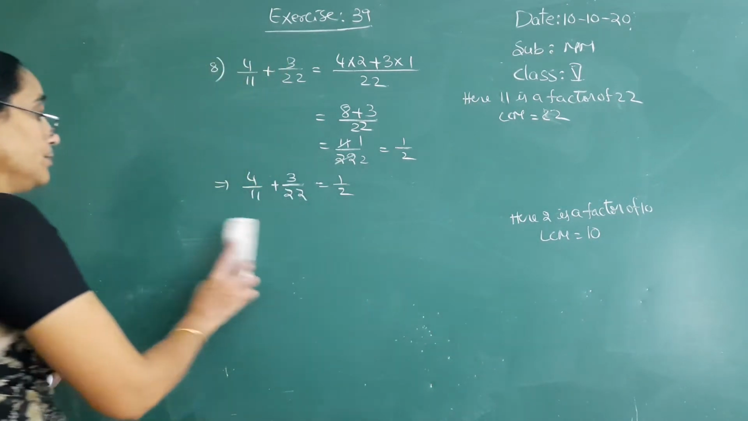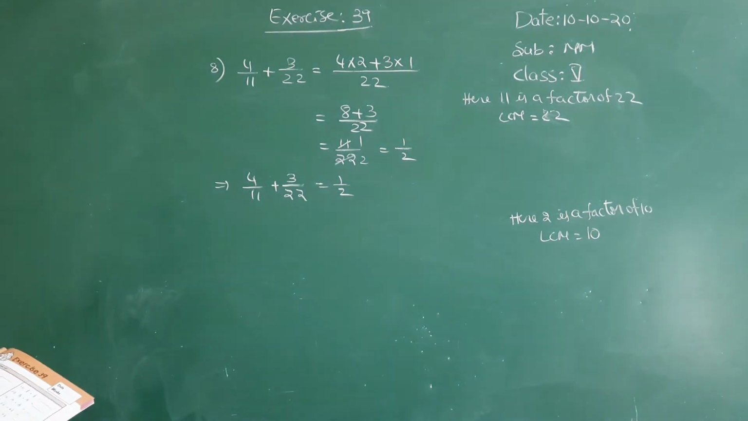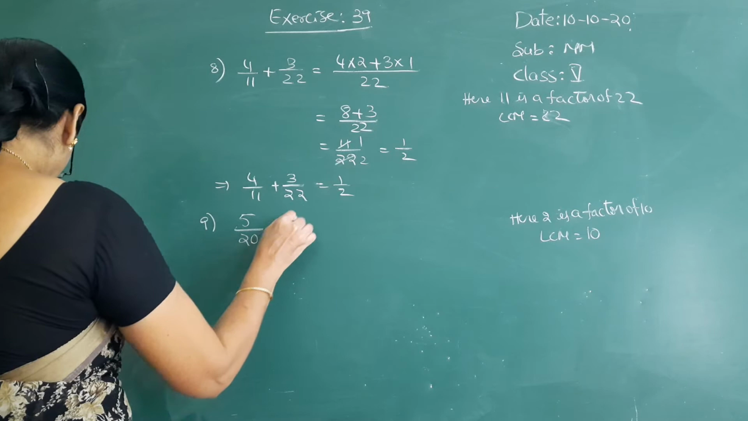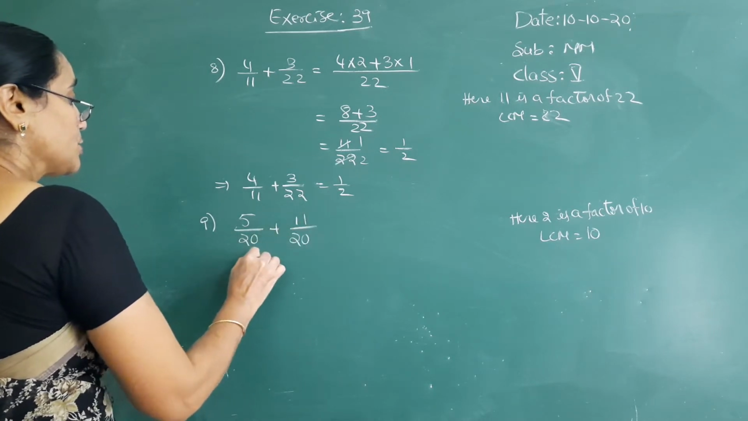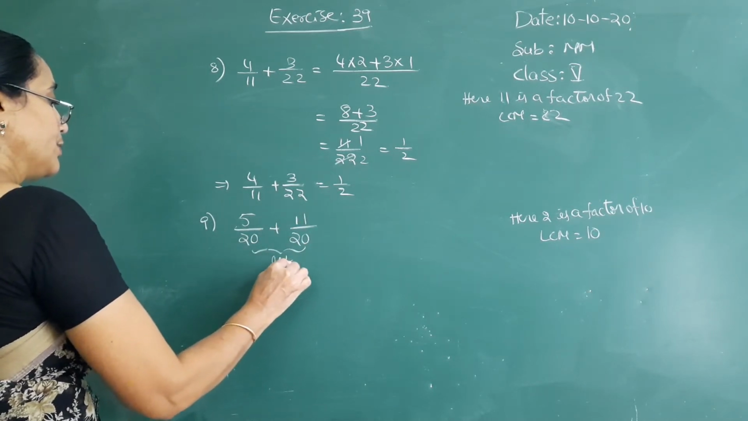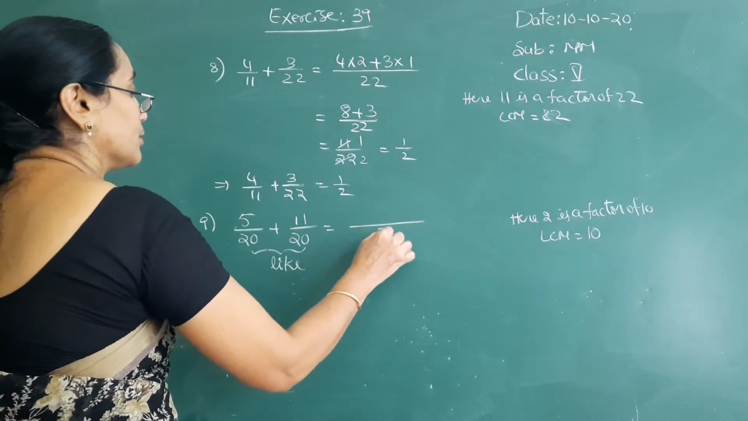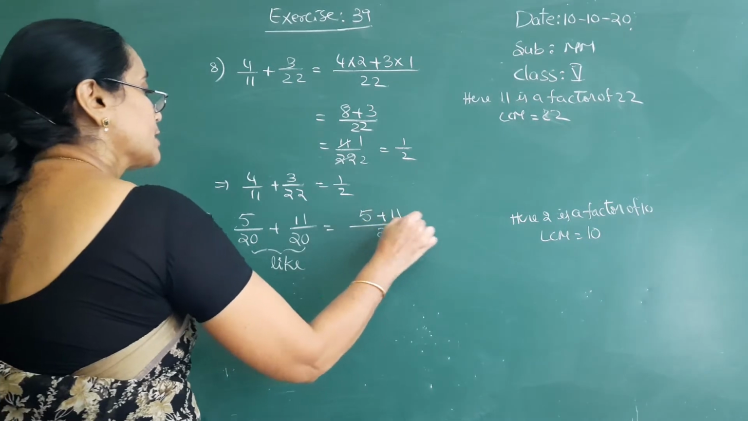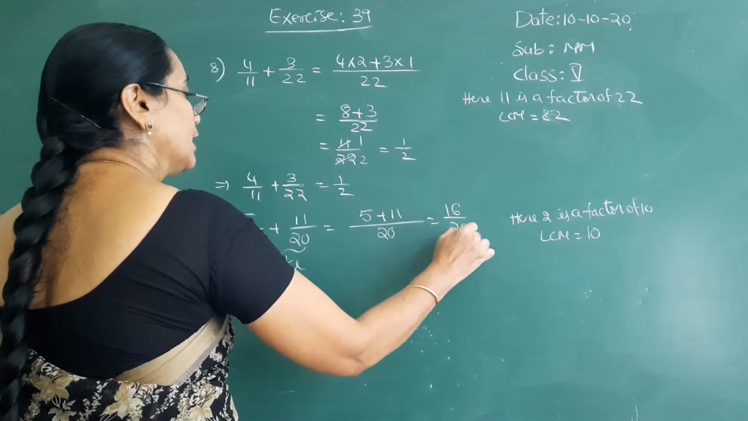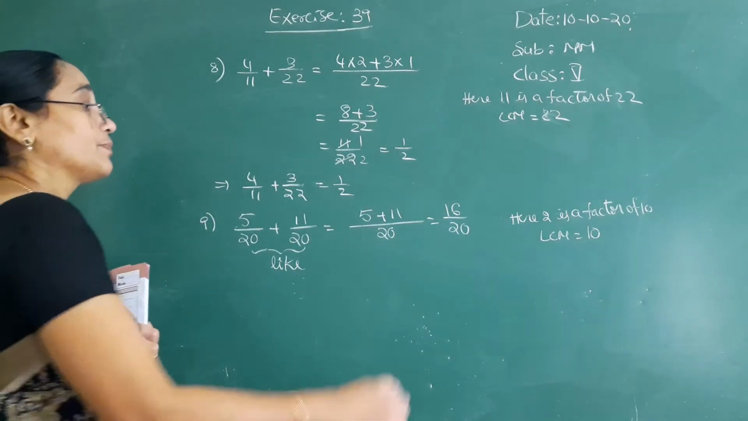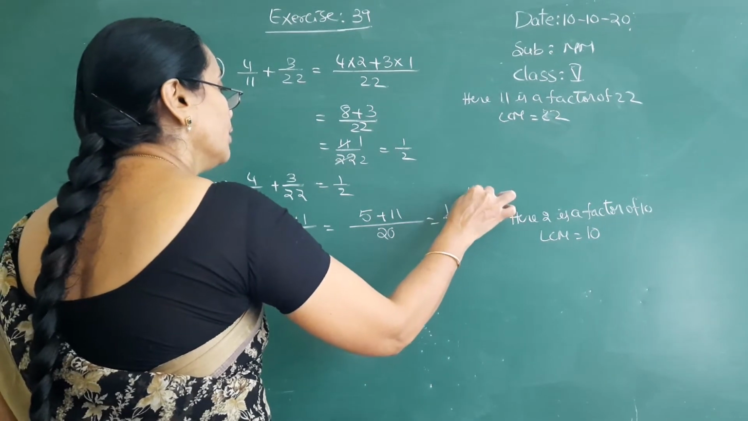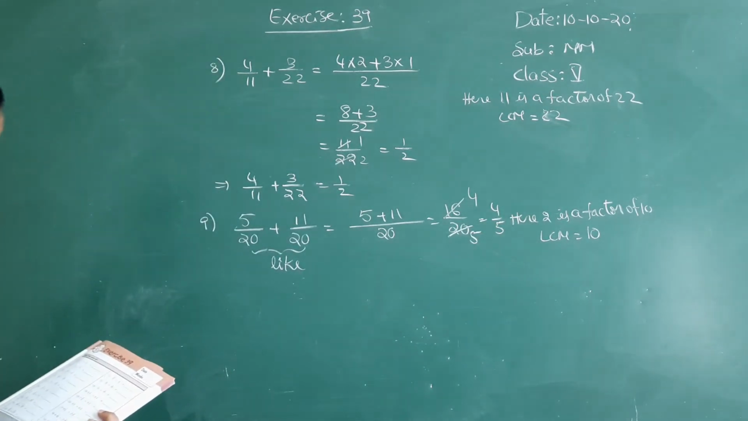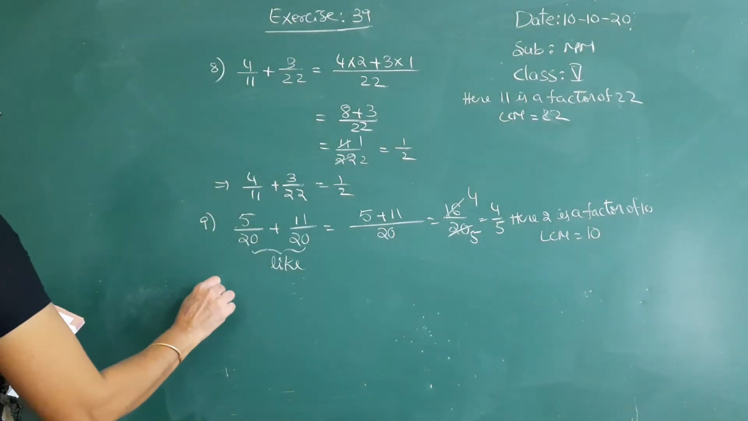See the next problem. Ninth problem. 5 by 20 plus 11 by 20. Here these two are like fractions. For 20 and 20, the LCM is 20 only. Write down 20 as the denominator and add the numerators. It is 16 by 20, and 16 and 20 have the highest common factor 4. 4 fours are 16, 4 fives are 20. That is 4 by 5.